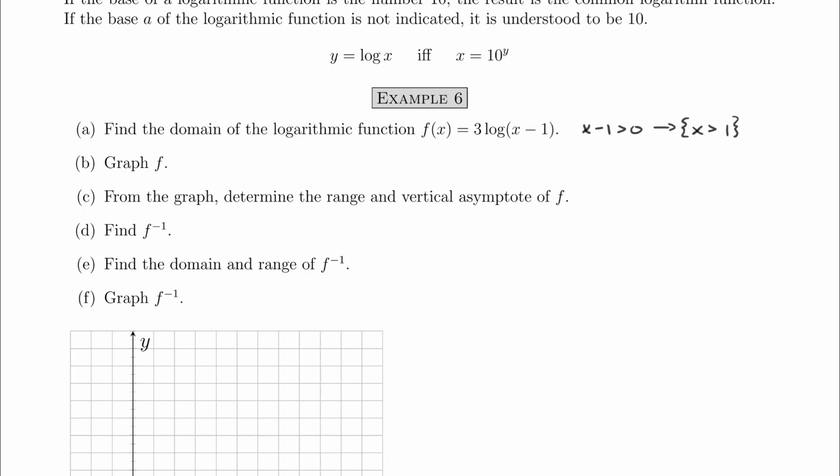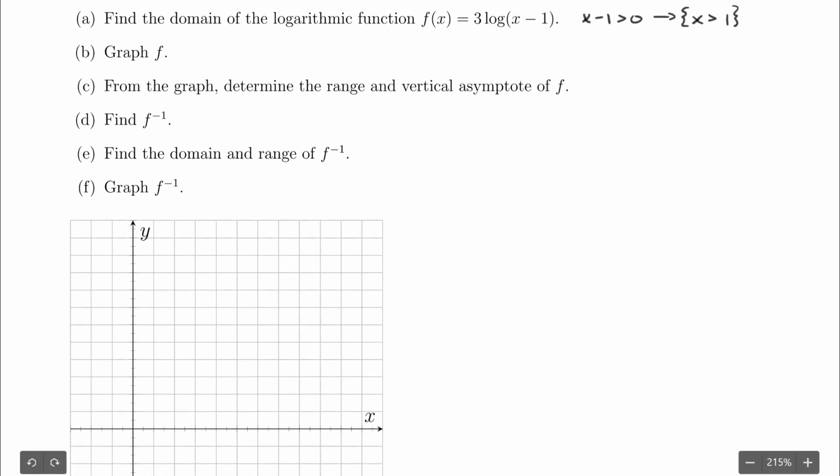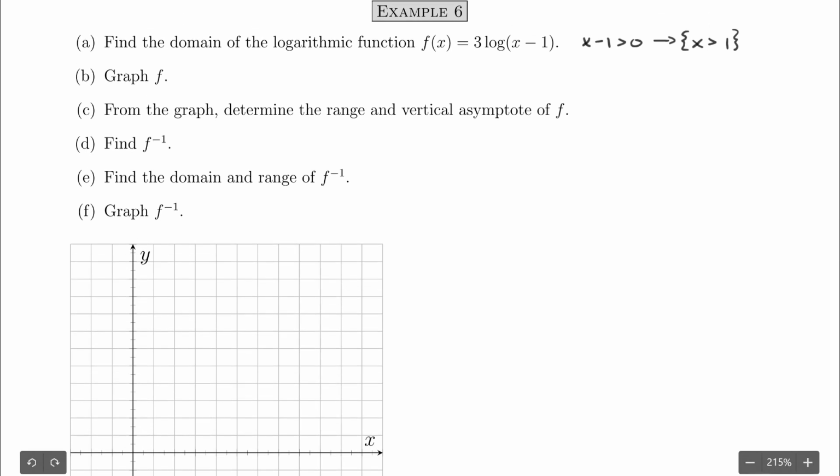We want to graph the function. Not going to go through that again. We know how to use the calculator now. So if you want to verify that, graph this on your calculator: 3 times log of x minus 1. And then we want to determine the range, vertical asymptote. Well, we know the vertical asymptote is going to be at positive 1. And we want to find the inverse. That's what I really want to get to.